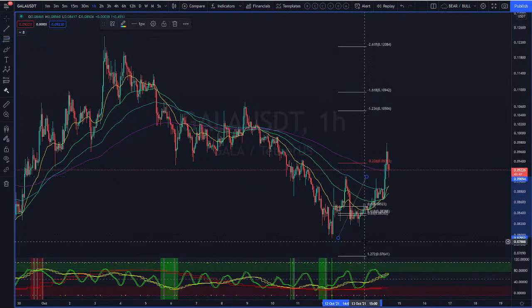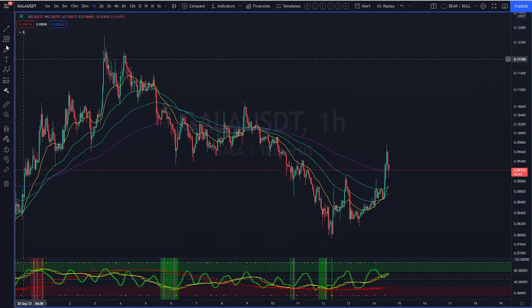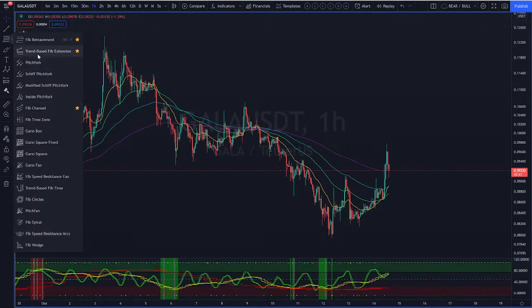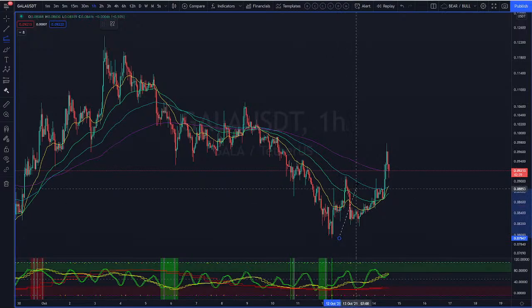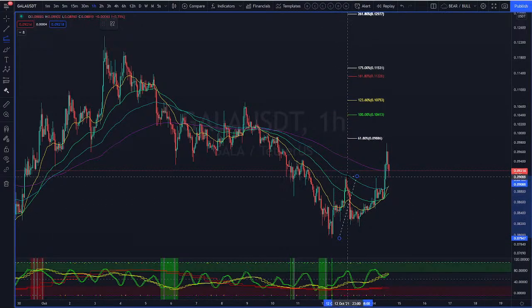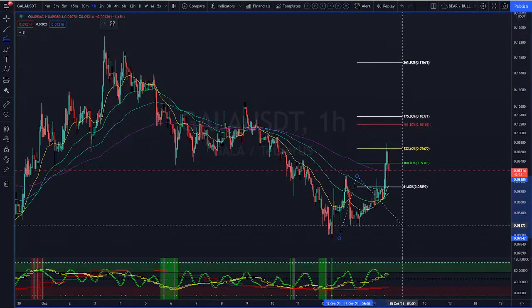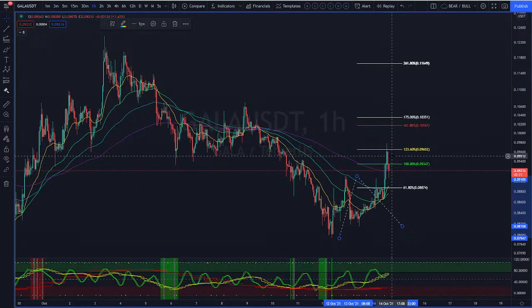You can see here it went further than the 618. It probably went closer to the 786. So for that reason, this is probably corrective. Let's just go ahead and take a look at this. So we have a little ABC up, and then we have a pullback here. We hit our corrective target at the 123.6. So in my opinion, this has got to get above that 9.6 cent mark.